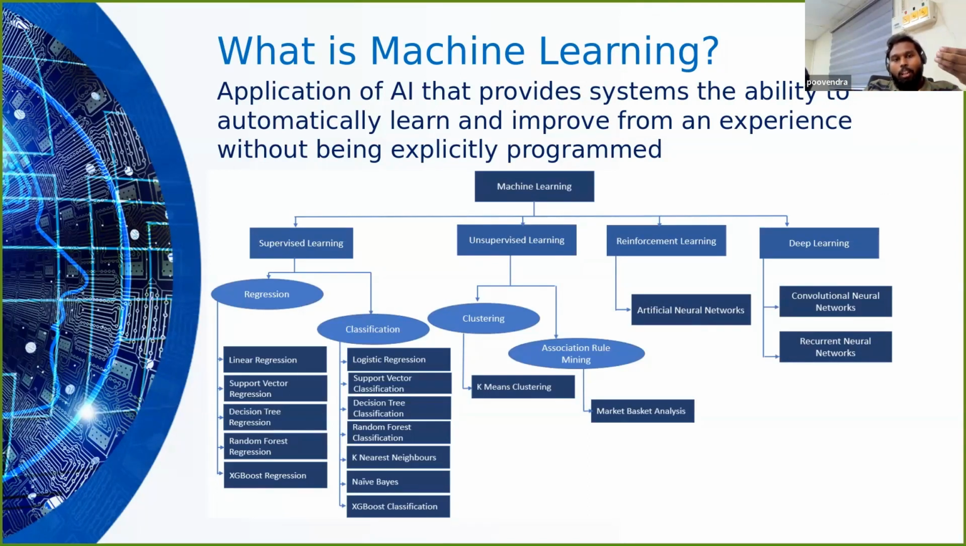Classification and regression are the types. What regression and classification are, we will see in the coming slides. For regression, there are many models: linear regression, support vector regression, decision trees, random forest, XGBoost. For classification, they will go for logistic regression, support vector classification, decision trees, random forest, KNN, naive Bayes, XGBoost. These are all the supervised learning models.